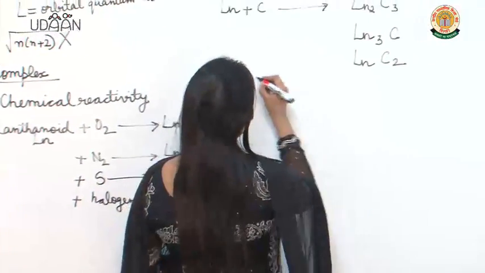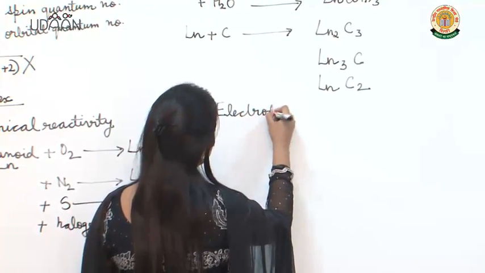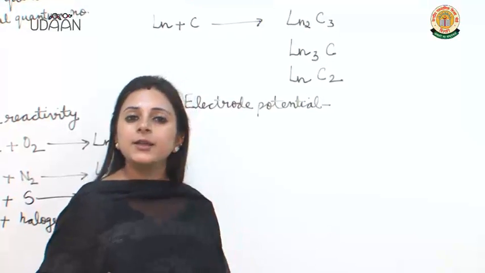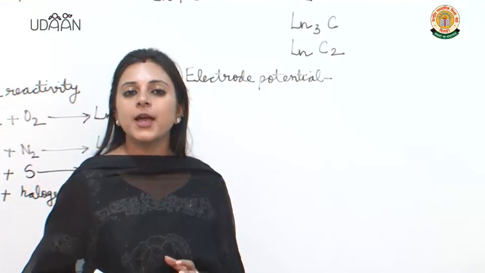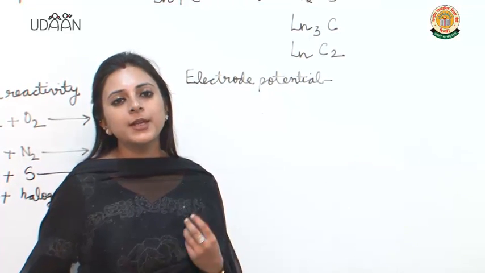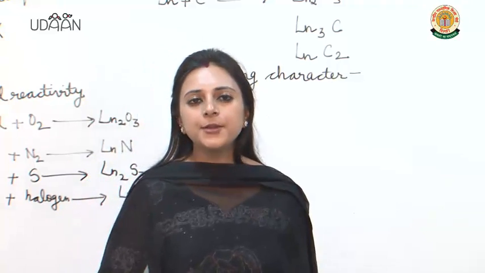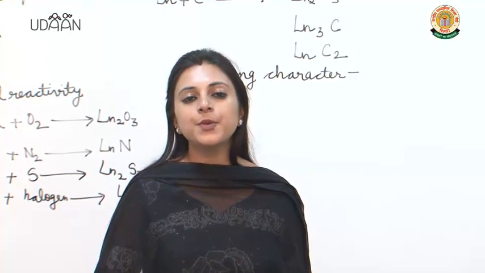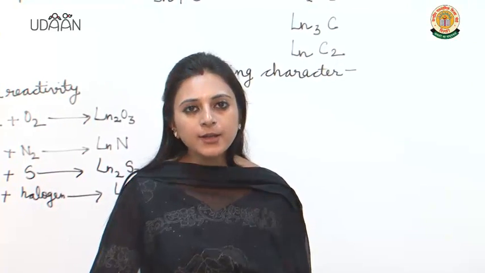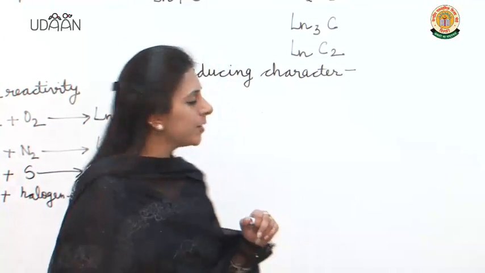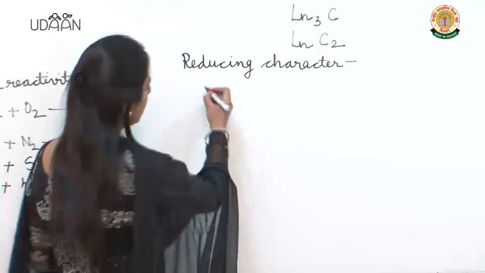Now, if I talk about the electrode potential, they are highly electropositive. They can easily lose electrons, and so they are electropositive. Now, these lanthanoids are good reducing agents because they can easily lose electrons, they are highly electropositive, and so we can say that they are good reducing agents.